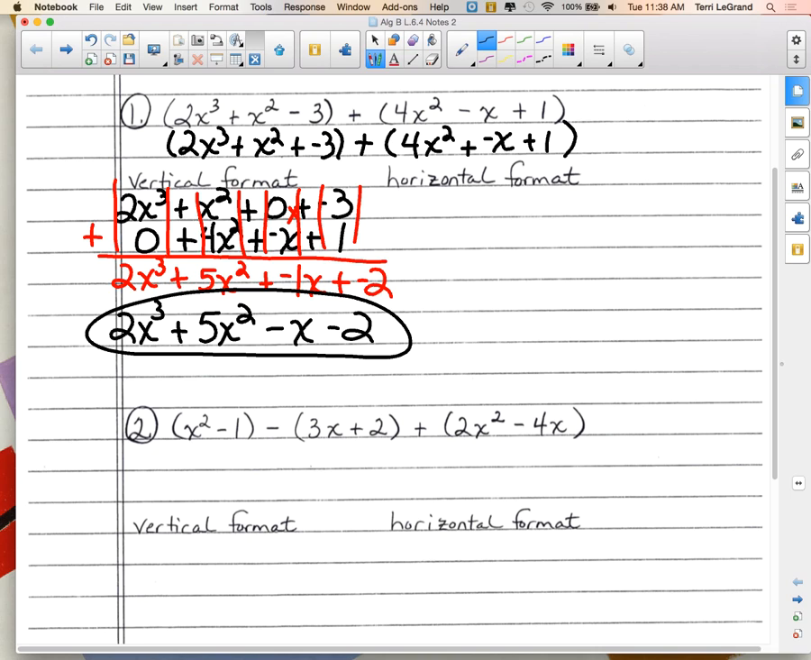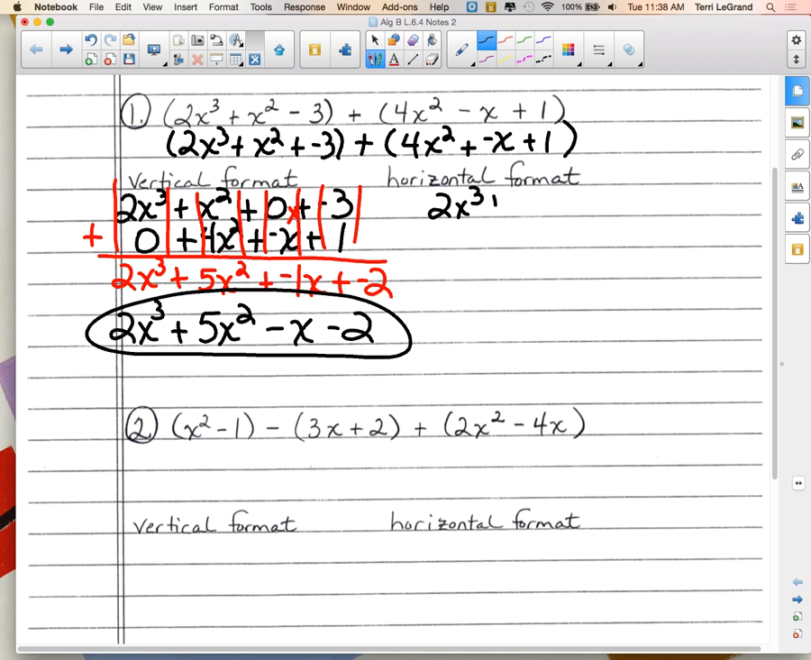Okay, now, when we do it horizontally, we should get the same answer, right? When we do it horizontally, does all that song and dance I just went through matter? Do we need placeholders? No. So what are we going to do? Since we've got it all written as addition, we get to just drop those parentheses and write it all down, don't we?